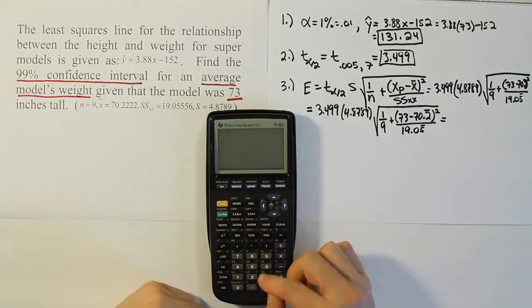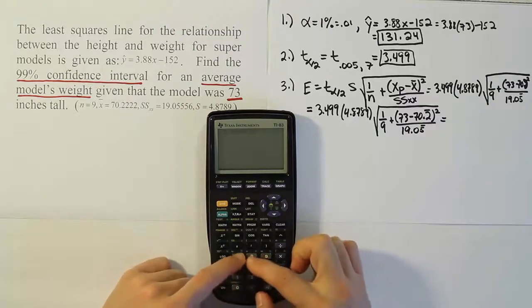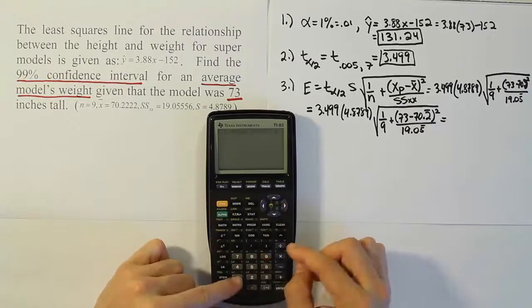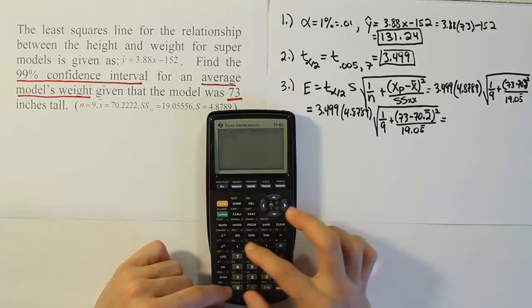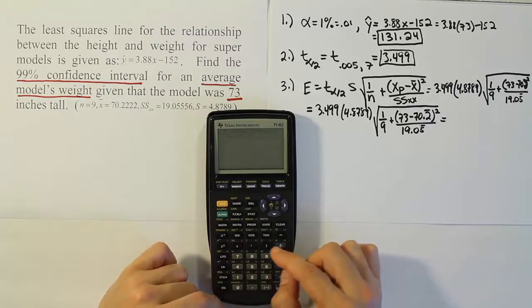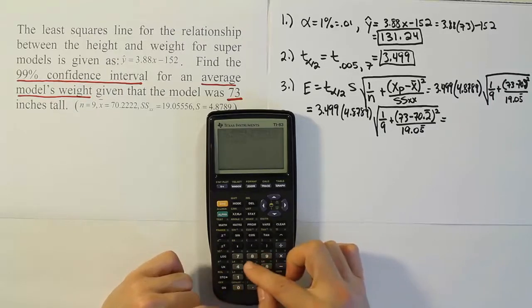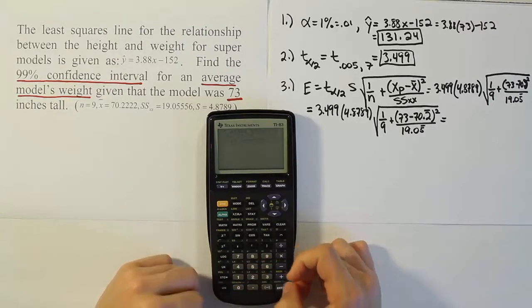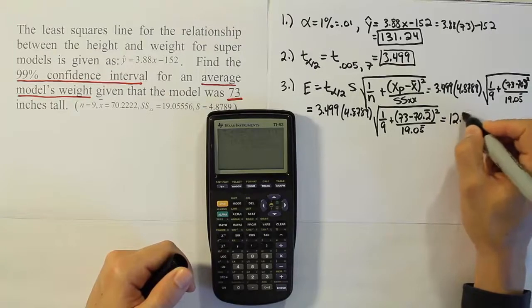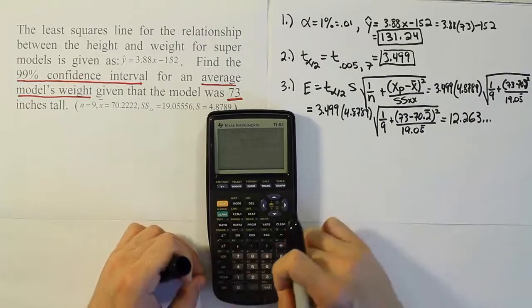So we're going to have 3.499 times 4.8789 times the square root of 1 divided by 9 plus parentheses 73 minus 70.2 repeating, close up the parentheses, hit square, divided by 19.05 repeating. Close all that up and enter that in your calculator and get the value 12.263. All right, I'm going to store that in my calculator because that's our margin of error.